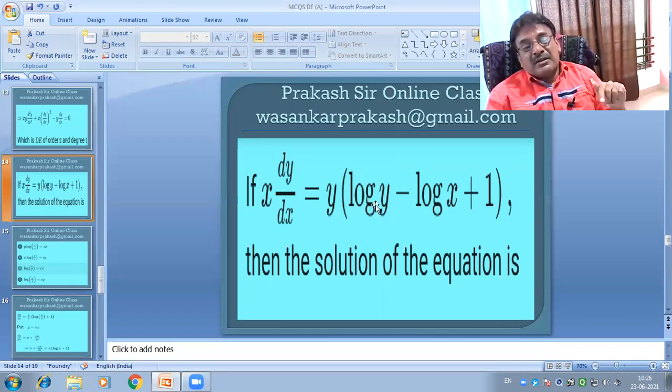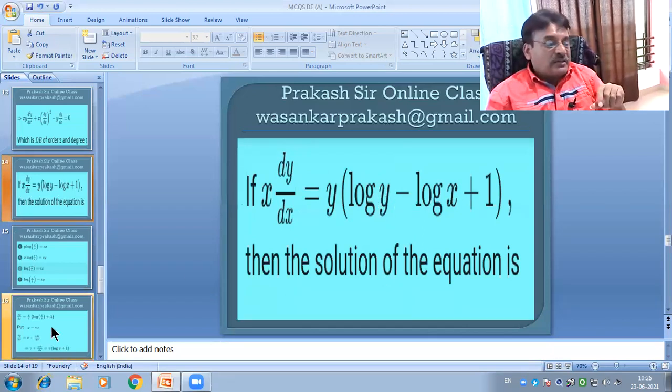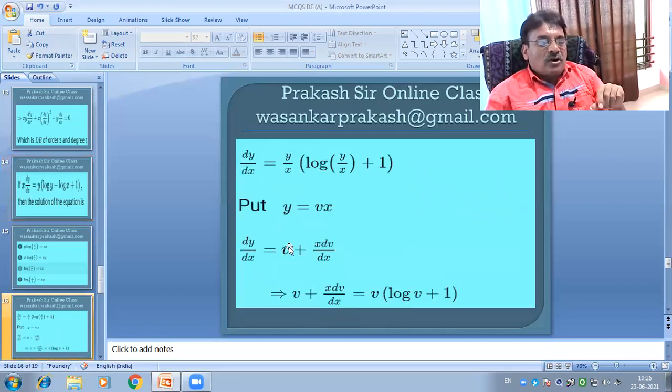Again we repeat this. Log y minus log x. We use here log m minus log n equals log m by n. Similarly log y by x, and y by x is equal to v. Means here we get log v plus 1. So here we write log v, here log v, so log v plus 1.